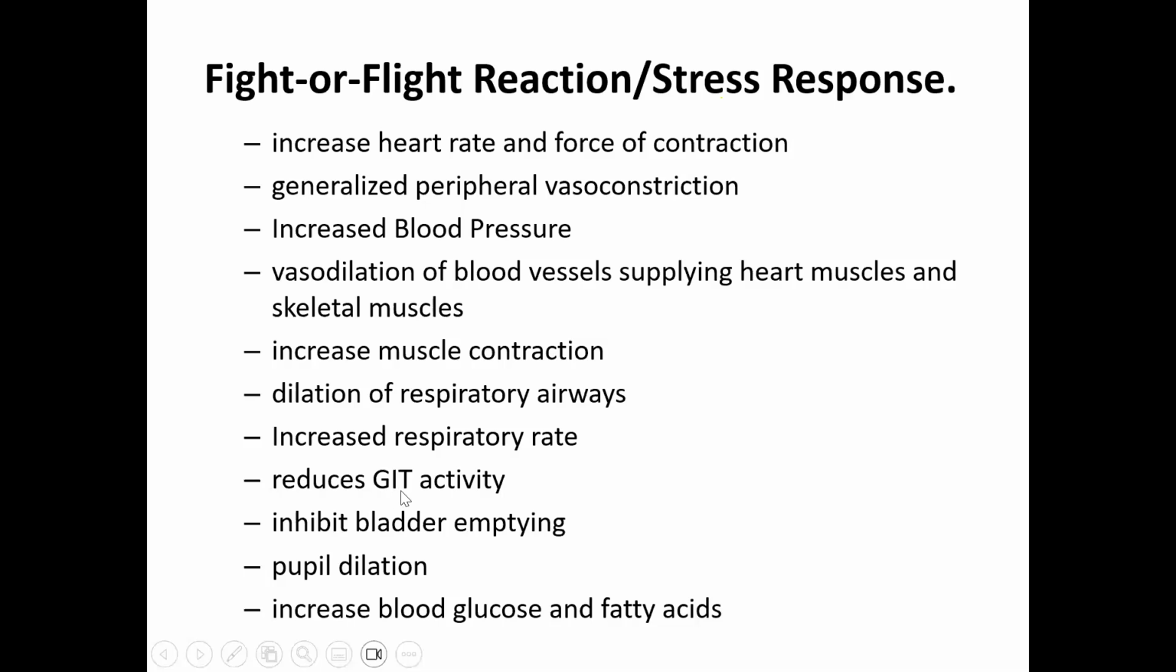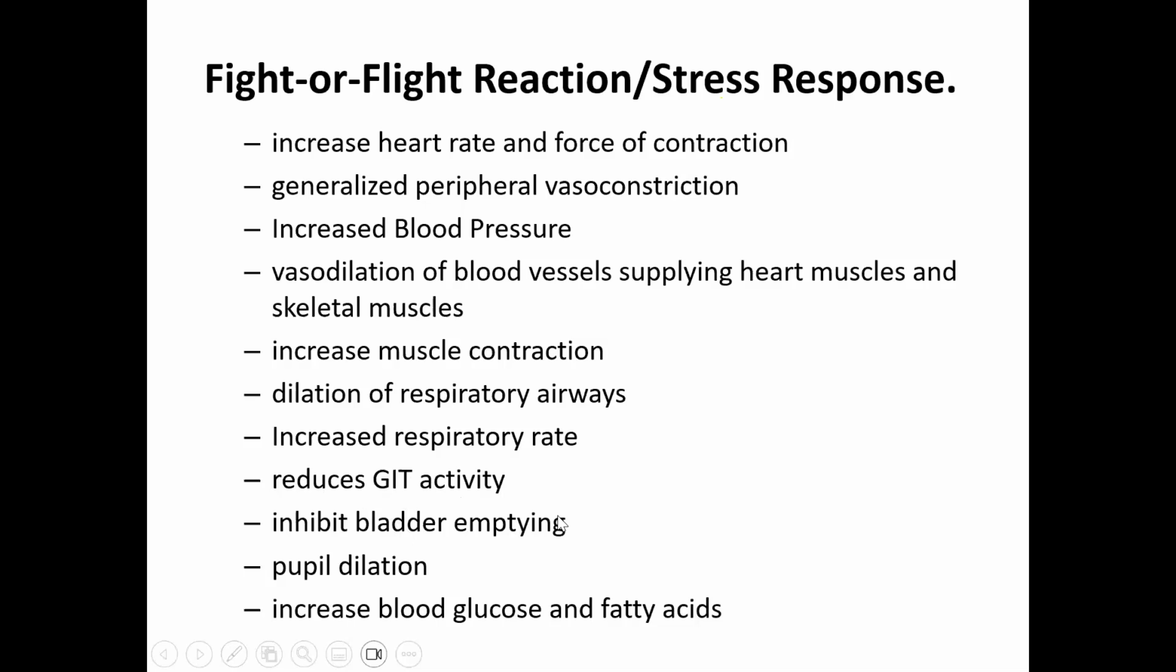The activity in the gastrointestinal tract, the GIT, or your digestive system: what is the activity going on in your digestive system? There are certain kinds of movements, motility, and certain kinds of secretions, chemicals that are secreted. All these movements and secretions going on in the digestive system will decrease.